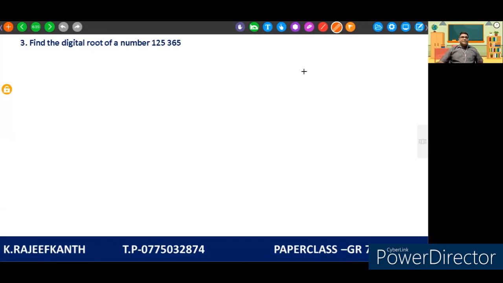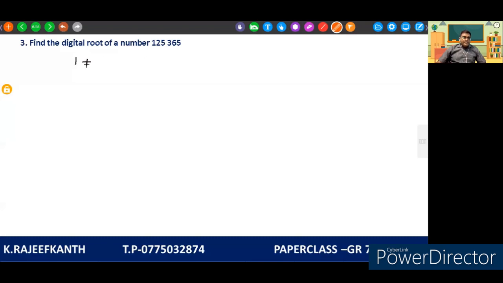Then the third question, find the digital root of the number 125,365. Here this is a 6-digit number, so we have to find the digital root. First we have to know how we can find a digital root. In the last class also we learned how to find a digital root. Here there are 6 digits. We have to add all 6 digits. Then we have to get an answer as a single digit. That is the digital root.